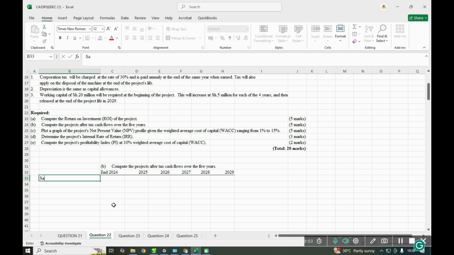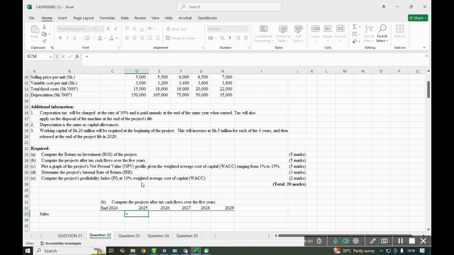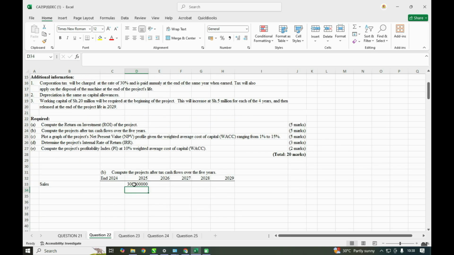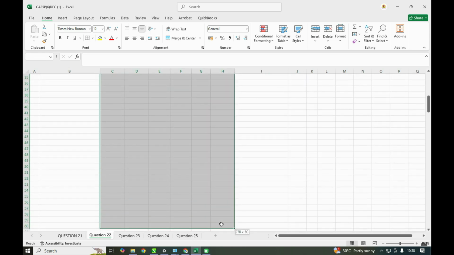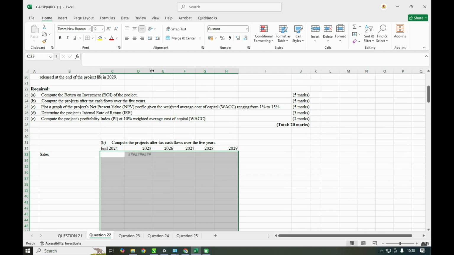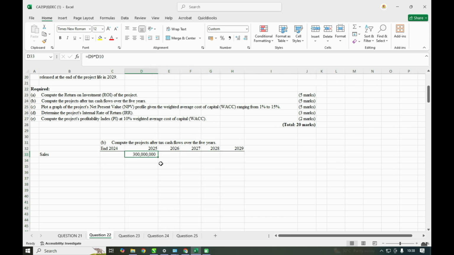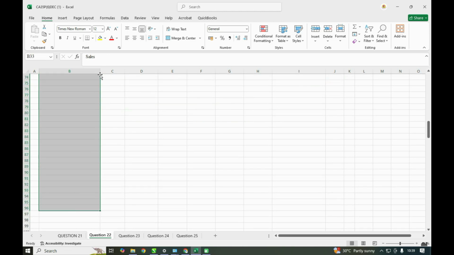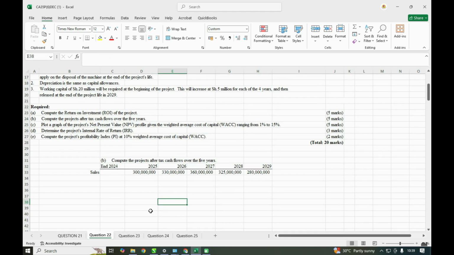Our sales that we shall receive starting from 2025 here, and we have been given the production and sales quantities. So we take the quantity and multiply by the selling price, and I will first have shillings in 1,000. That way, 1,000 separator, 300 million, and this one I'll drag. That way, so that will be our sales.